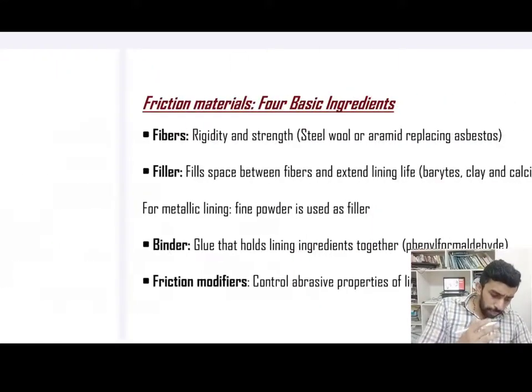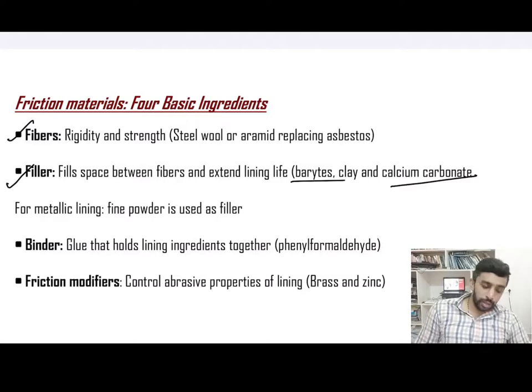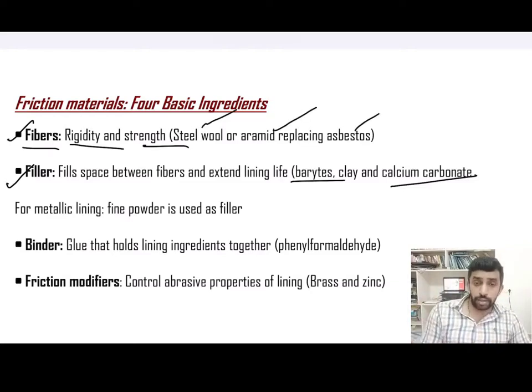So coming to the friction material, what are the different types of friction materials that we use? The basic ingredients are the fibers and the fillers. These fibers are bonded together using some amount of fillers like calcium carbonate, barytes, clay, etc. These fibers have rigidity and high strength, usually steel wool or aramid replacing asbestos. In the earlier days we used asbestos, but nowadays it is being replaced by aramid, and steel wools are also there. So these fibers are filled up by the fillers.